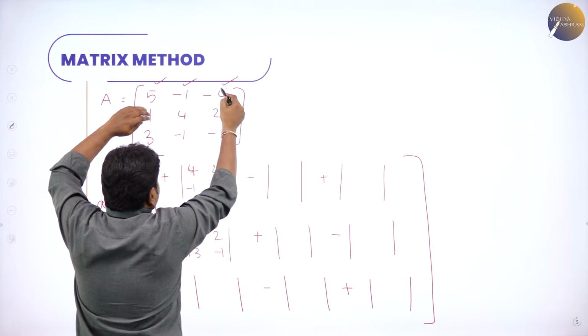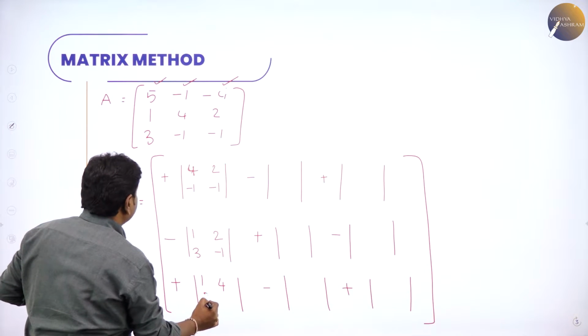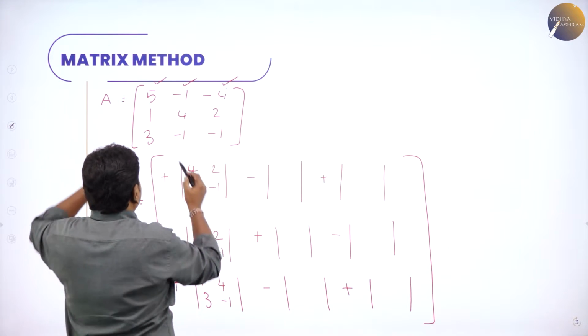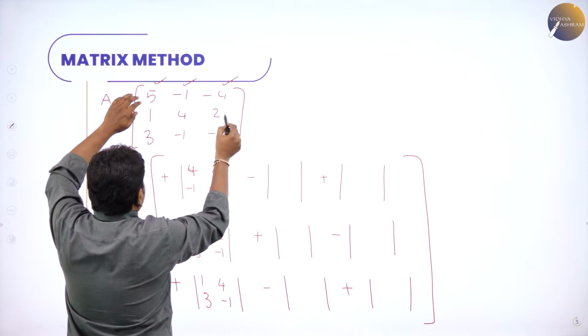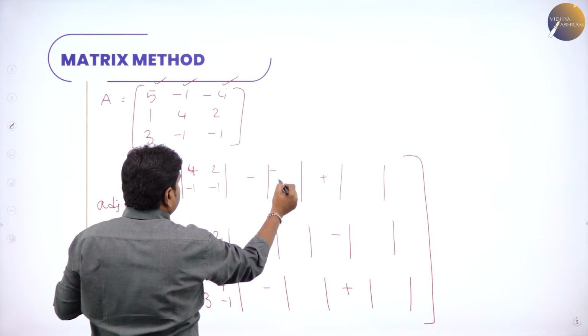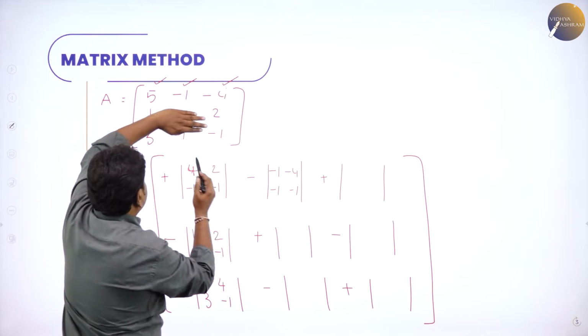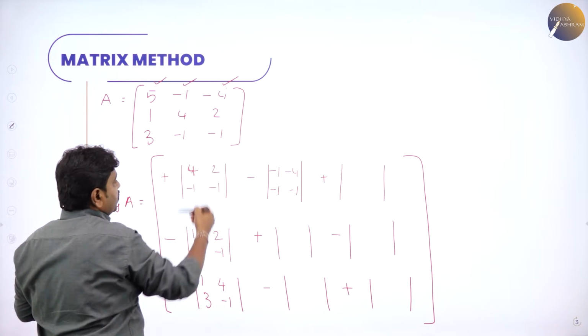So leave the first row and leave the column, you'll get 1 4 3 minus 1. Then go to the next element 1, leave this and leave this, you'll get minus 1 minus 4 minus 1 minus 1. Check the entries, leave this and leave this, you'll get minus 1 minus 4 minus 1 minus 1.